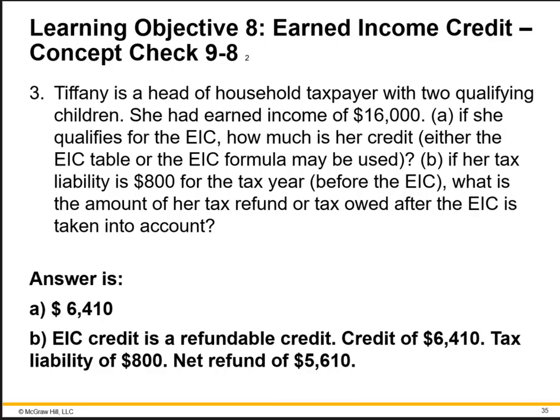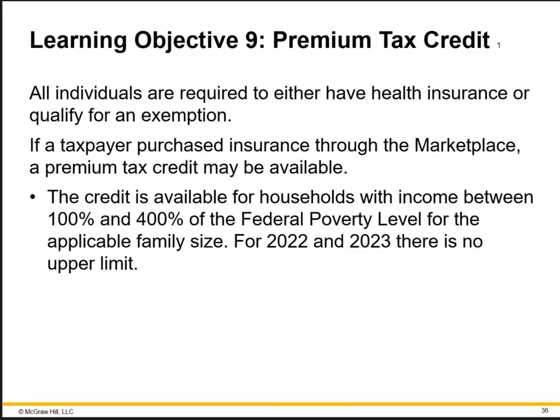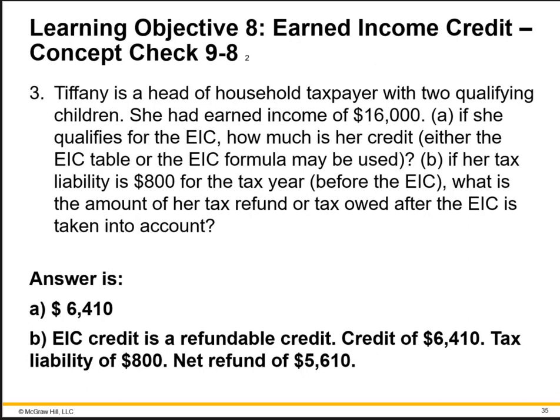Head of household income of 16. Okay. Tax liability is $800 was the amount of tax owed. Okay. She has 2 children. She's in the range where she gets the maximum credit, $64.10. Okay. And then if she has a liability of $800, this credit of $64.10 offsets the $800 she owes, and she gets $56.10 back. Because remember, the earned income credit is refundable.